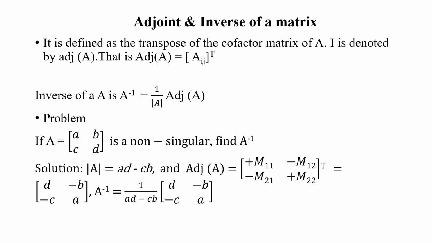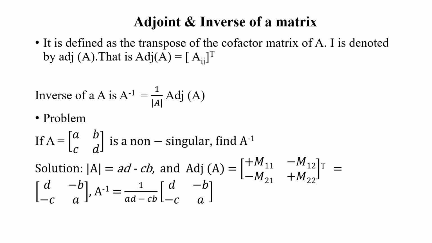Then we define adjoint and inverse of a matrix. The adjoint of A is nothing but the transpose of the cofactor matrix. Inverse of A is defined as 1 by determinant of A into adjoint of A. Now we have a problem, which is a very simple problem.